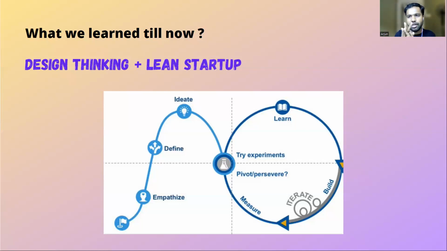So empathize, define, ideate, prototype, test. Lean startup is build, measure, learn. This build, measure, learn is very similar to the last two steps of design thinking, prototyping and testing. So these two are combined, and every bigger company uses this. If you go to work in a bigger company, the top management will always do design thinking and lean startup methodologies to validate all of their assumptions.